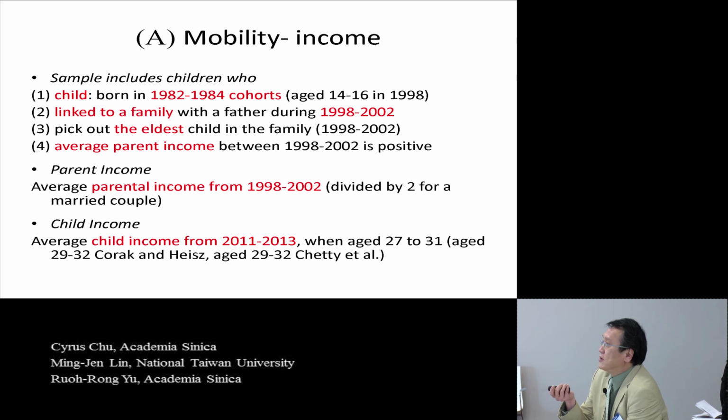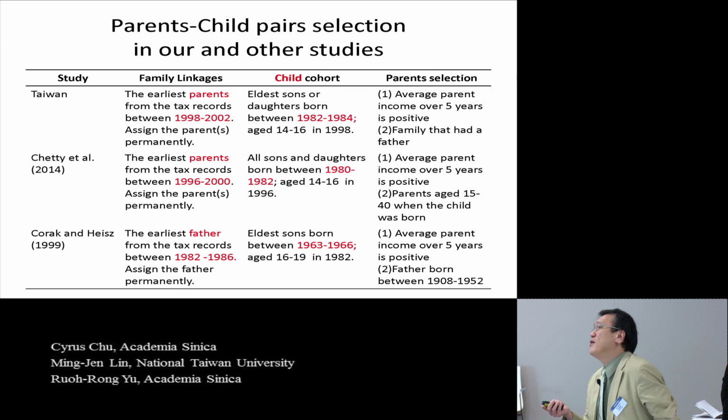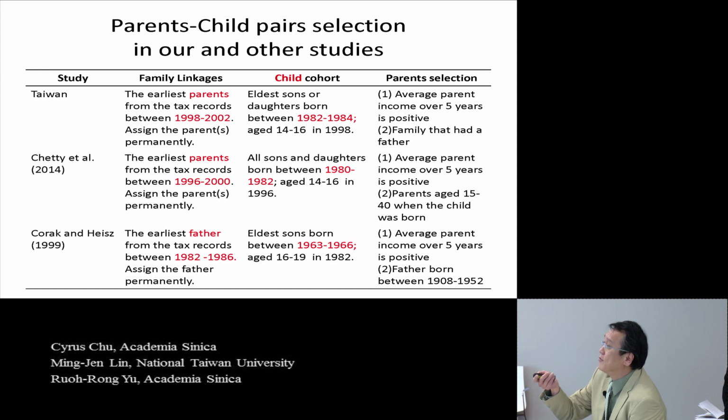There are so many children, so we pick out the eldest one in that period. And then we calculate their parents' average income and their child's average income. This approach is about the same as Chetty, okay? Except that Chetty's time period is 1980 to 82, and ours is 82 to 84, because our data period starts about 3 years later than the American data, so that's the best we can do.